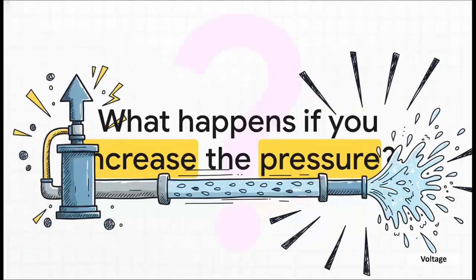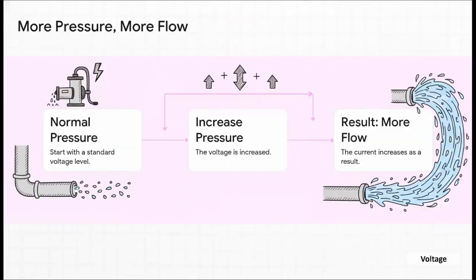So, let's play with that idea for a second. Let's go back to our water pipes. What do you think would happen if we went over to our water pump and just cranked the power way up? You got it. More pressure equals more flow. If you crank up the pressure, the voltage, but the pipe itself stays the same size, way more water is going to start rushing through it, right? A bigger push gives you a bigger flow. It's a direct relationship. Higher voltage means higher current, as long as that resistance stays the same.